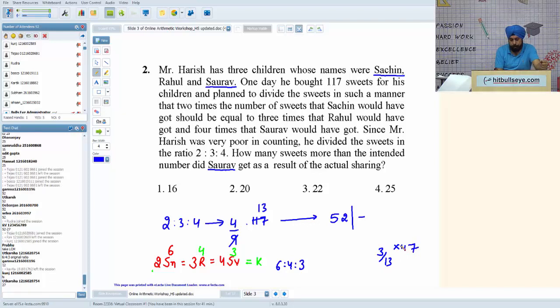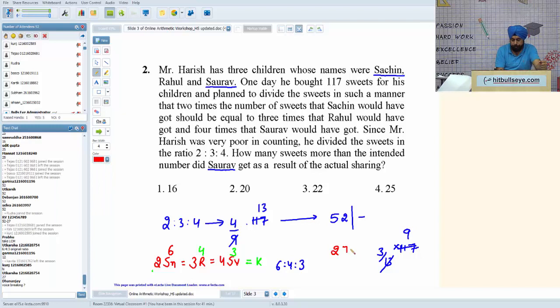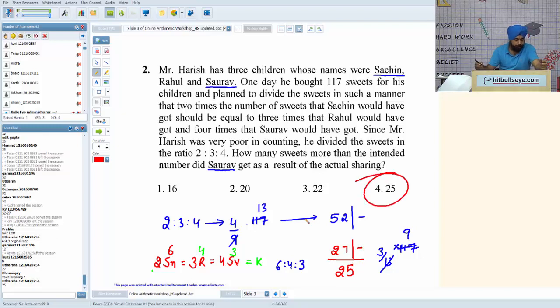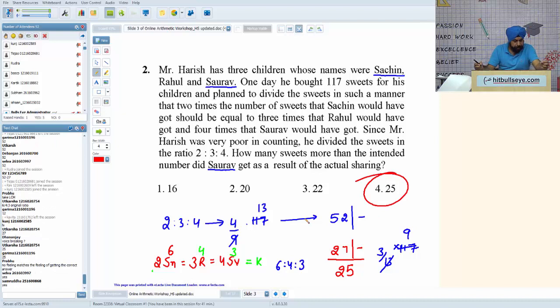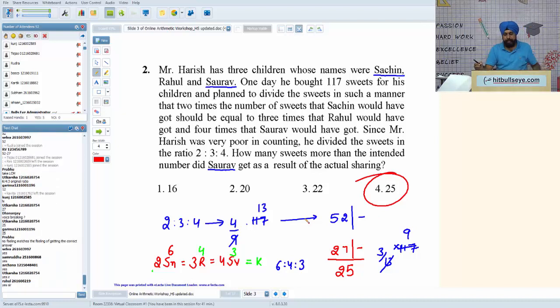As you all shall be knowing, 13 into 9 gives you 117 and 9 3s is 27. So you subtract 27 and now you can see he has got how many rupees more than intended? He has got 25 rupees more than intended. Right, everybody? Yeah, exactly, Prabhu. If you get it correct, there is nothing like it, especially in a CAT kind of an exam.